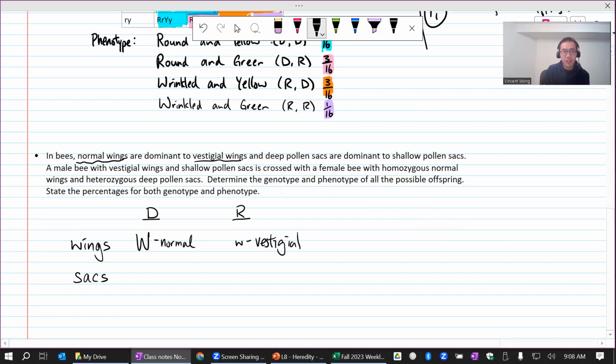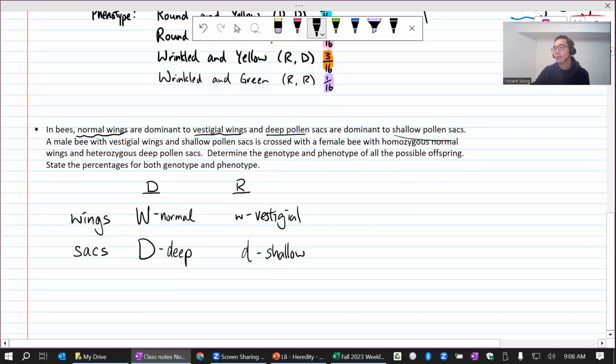And then for the pollen sacs, we have the deep ones and the shallow ones. It's up to you what you want to use. You can use big D for deep, and small d for shallow. We write this down first so that we're not confused about which trait we're trying to keep track of. All right, so let's see what the parents are.